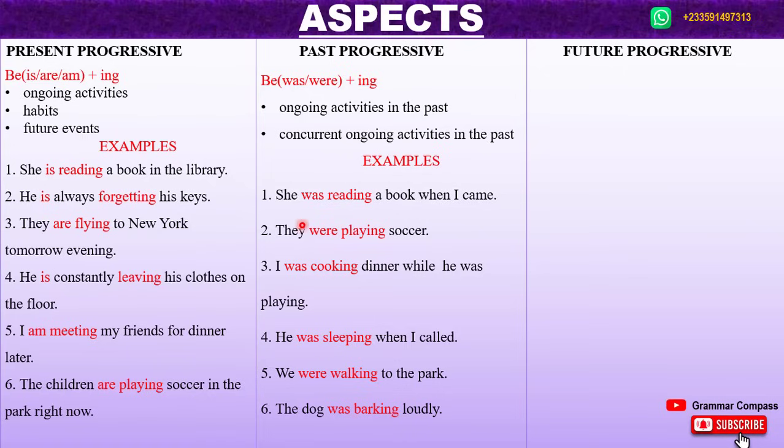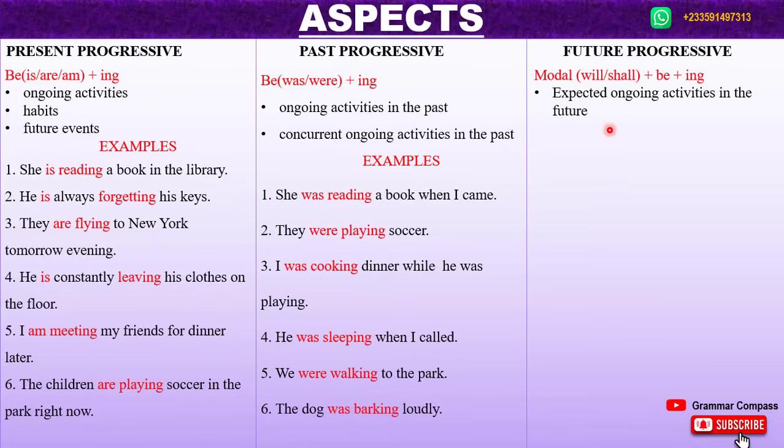So the past progressive aspect shows ongoing activities in the past time, and we use was or were and the -ing. But for the present progressive, we use is, are or am, and then -ing. So she is reading, present progressive. She was reading, past progressive. Now what about future progressive? We express future progressive when we use will or shall plus be and then the -ing form of the main verb. For example, I will be going to school, future progressive.